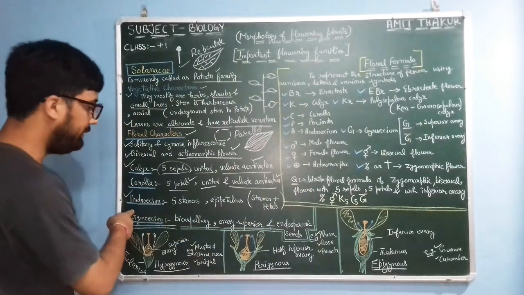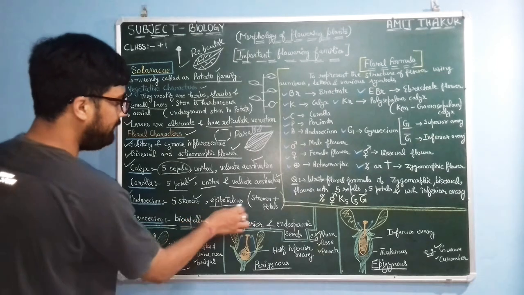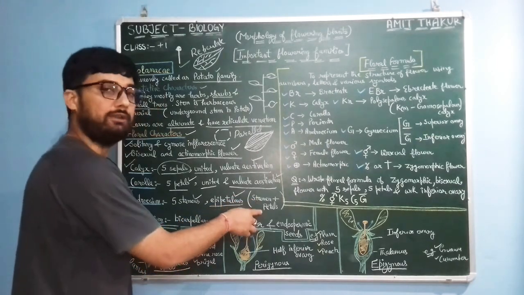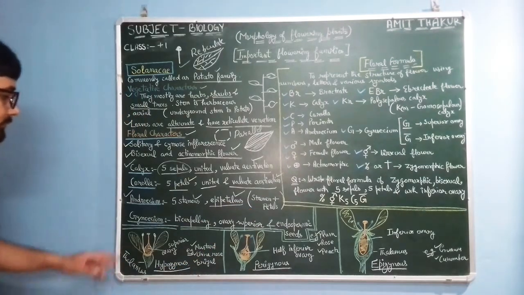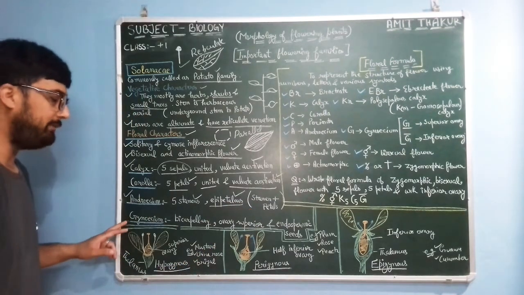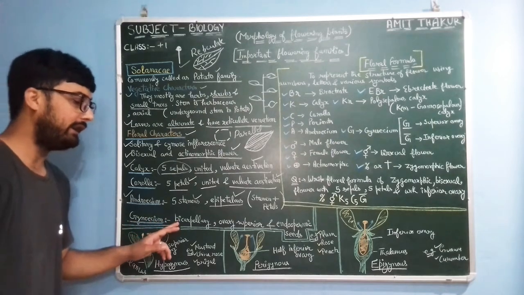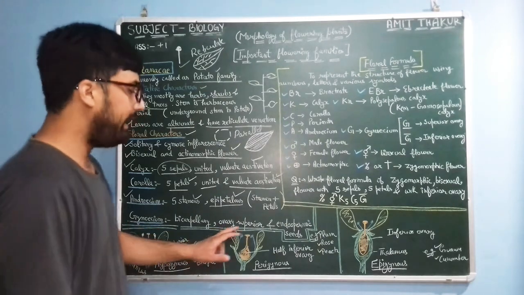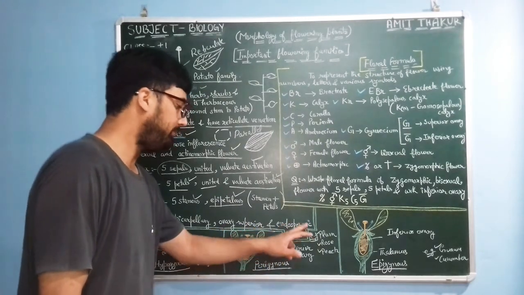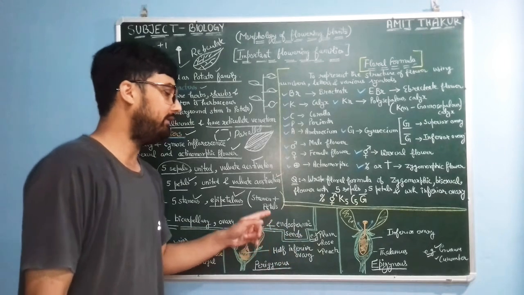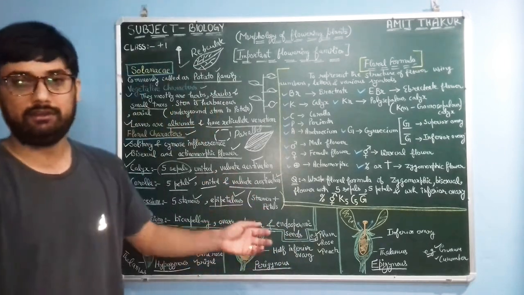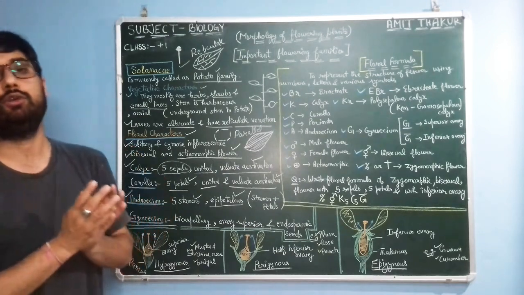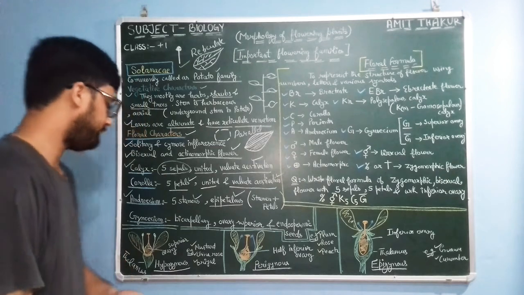Androecium means the male reproductive part. There are 5 stamens and epipetalous. Epipetalous means the stamen is attached to the petals. Gynoecium, the female reproductive part, is bicarpellary, that means 2 carpels are present. Ovary is superior and seeds are endospermic. Endospermic seed means there is endosperm present in the seed. Endosperm provides nutrition or nourishment to the growing embryo inside the seed.